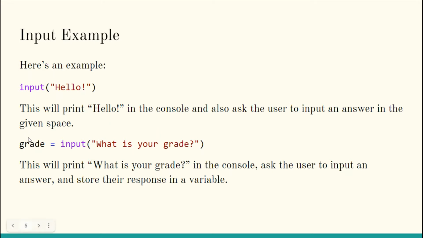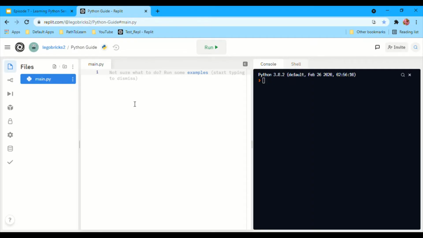Here's another example. In this example, we're storing the user's answer in a variable called grade. So I did grade is equal to input, what is your grade? This will print what is your grade in the console, ask the user to input an answer, and store the response in a variable. Now let's try out some input examples in the REPL.it project.